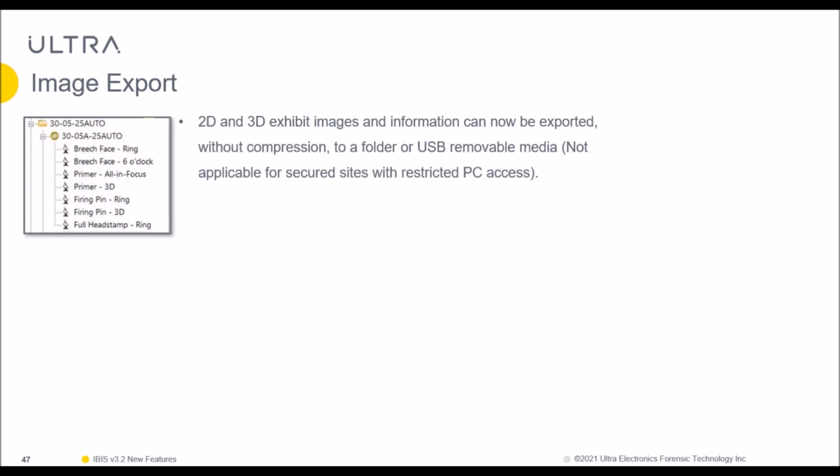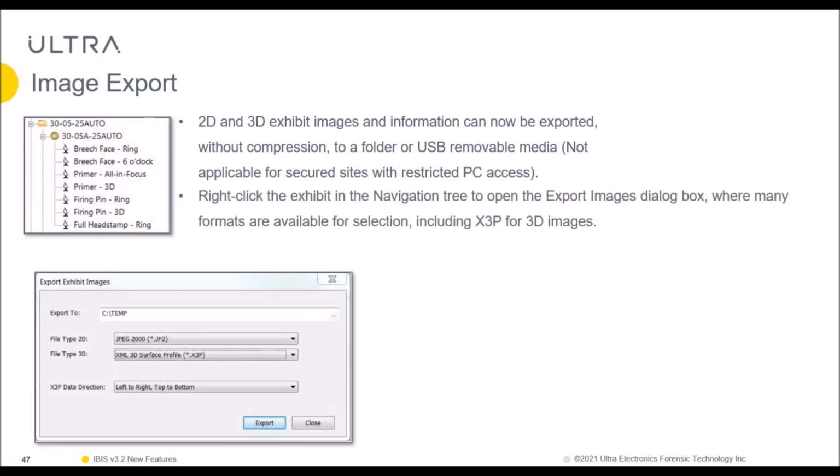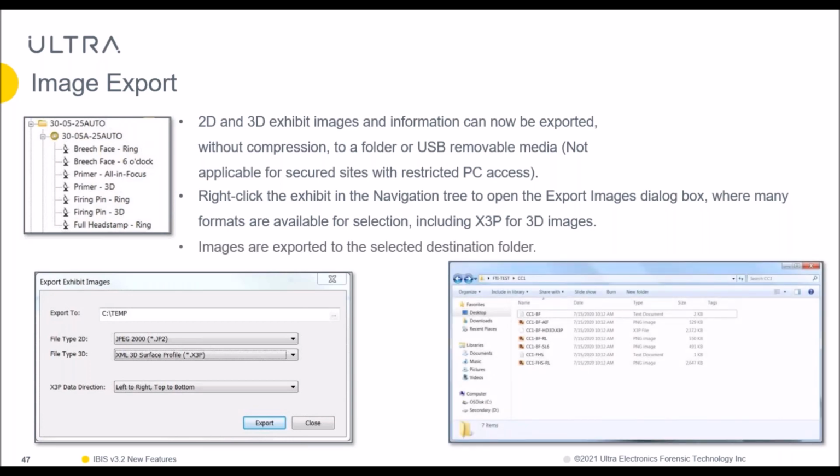Image export. It's now possible to export 2D and 3D images without compression from a brass tracks to a folder or USB drive. You simply navigate to the exhibit in the navigation tree and right-click on that exhibit, selecting Export Images. Then you get this dialog box where you select the format. You can select JP2 or X3P for 3D images. You click Export and the images will appear in the destination folder.